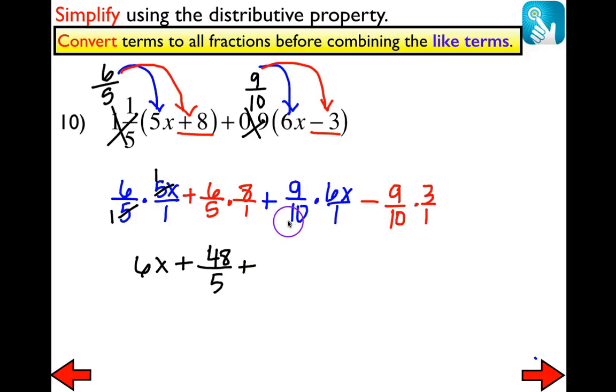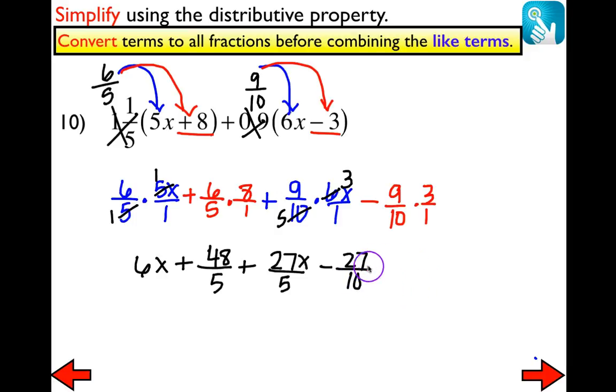Here, can you cross cancel? Yes, divide by 2, turning this into a 5, turning this into a 3. So you're left with 27x, because 9 times 3 times x is that, over 5 times 1, which is 5. Last but not least, can you cross cancel? Unfortunately, no, so you're left with minus 27/10.